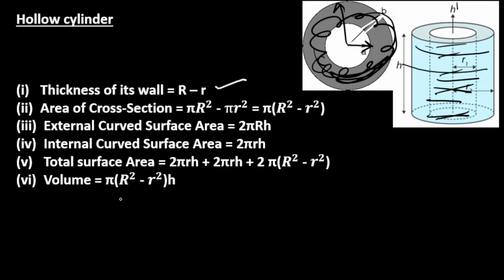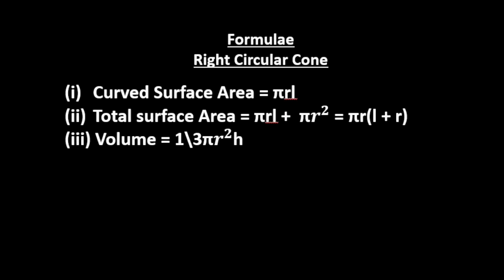Volume also you can see I have mentioned here: pi into square of the external radius minus square of the internal radius into h. So these are the formulas of cylinder. Then we have cone. Cone looks like this.